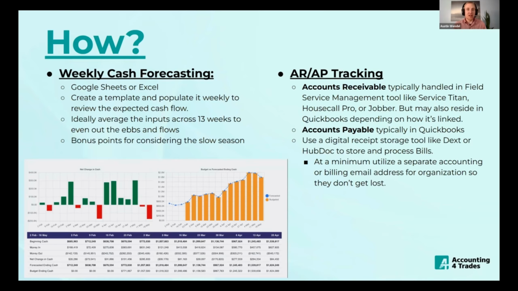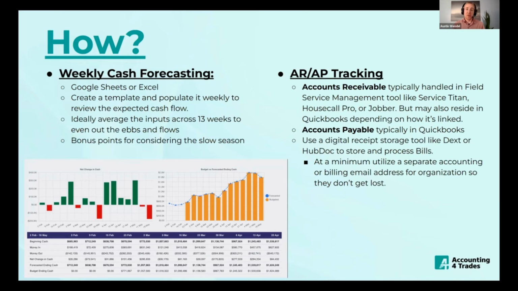The tricky part is setting up, creating a template, and then actually doing the work, populating it weekly so that way you can review that expected cash flow. So ideally, you're going to average those inputs, like I said, across 13 weeks. That way you kind of have an average, and even better, you can do longer and see what your seasonal ebbs and flows kind of look like. That's how you set up the forecasting.